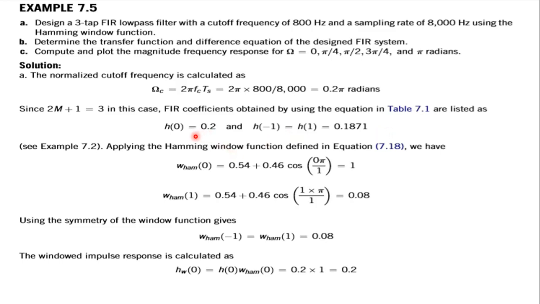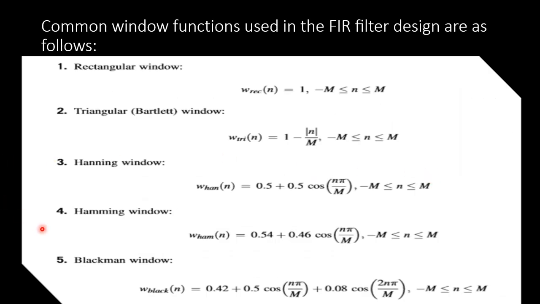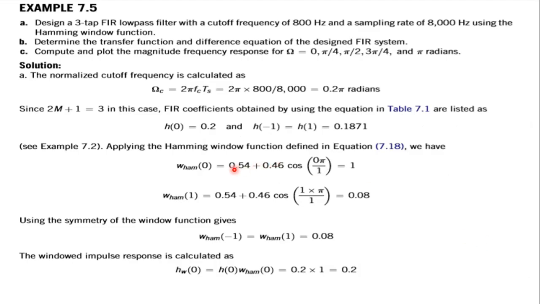Now the third step is to apply the window. We will apply the Hamming window. The formula for the Hamming window is this one, number 4: 0.54 plus 0.46 cos of n pi by M. We will use this formula to find the window. We have just put the values and calculated the window. At n equals 0, it comes out to be 1, and at n equals 1, the window value comes out to be 0.08. Due to the symmetry, whatever is the value of the window at 1, it will also appear at -1, and its value is going to be the same, that is 0.08.